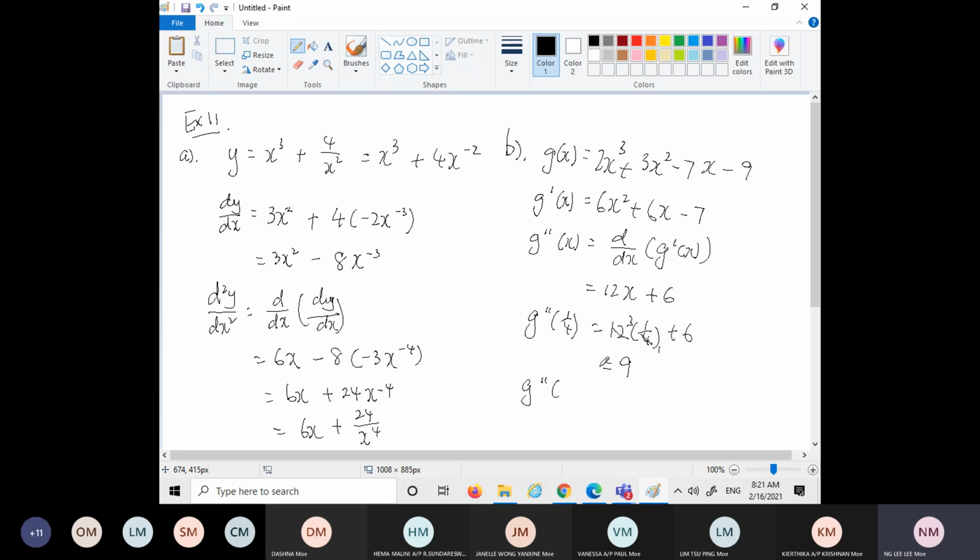Then the second one, they ask for g double prime of negative 1. Same thing, the x here is replaced with negative 1. So 12 times negative 1, and then plus 6. Here is negative 12 plus 6, so the answer is negative 6. If any questions, you can stop me anytime.